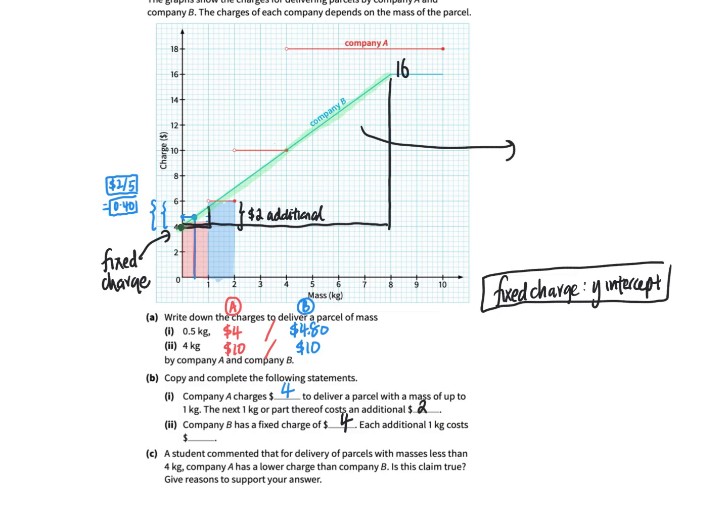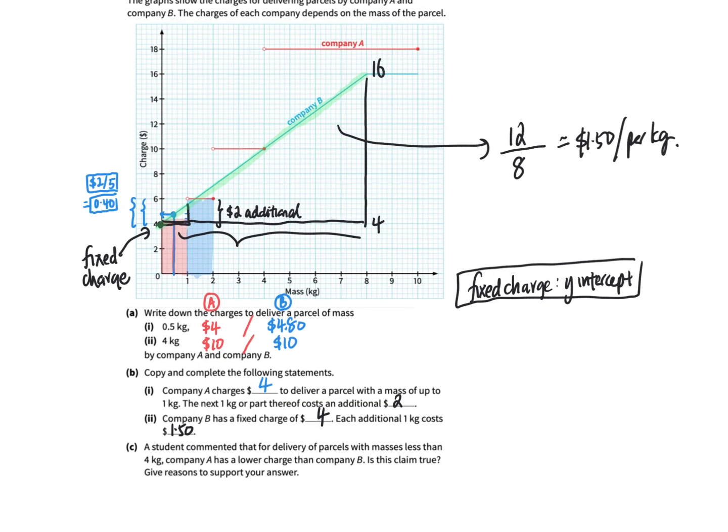So if you look from here to here, there's a rise of 12 units. You divide by a total of 8 units. So 12 divided by 8. It means they charge me every kg for $1.50. Okay, so every additional kg, they will charge me $1.50.